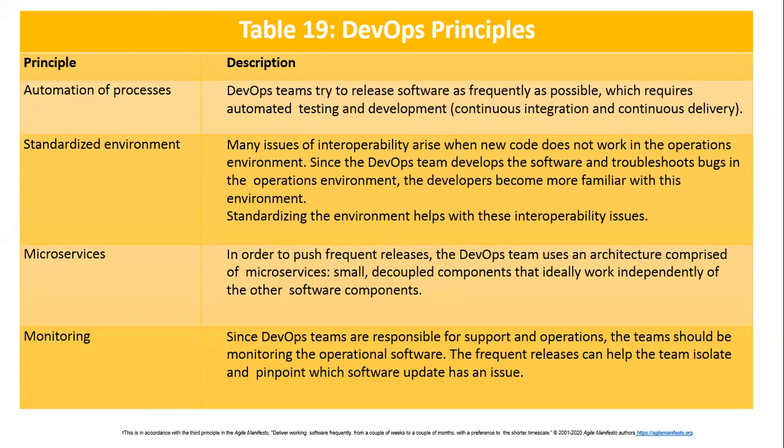Automation of processes. DevOps teams try to release software as frequently as possible, which requires automated testing and development. In other words, continuous integration and continuous delivery.